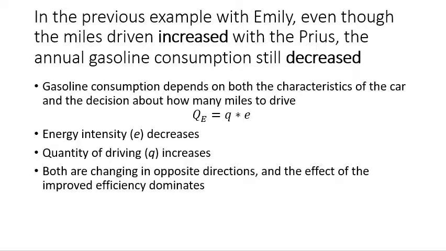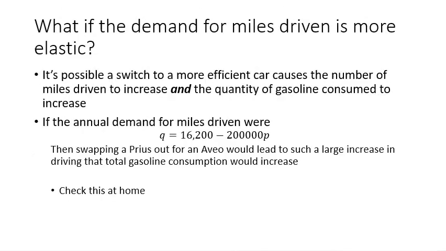Given in the equation that we've seen before, QE equals Q times little q times little e, where energy intensity decreases, quantity of driving increases. So both of these factors are changing in opposite directions, and the effect of the improved efficiency dominates. This is the rebound effect.